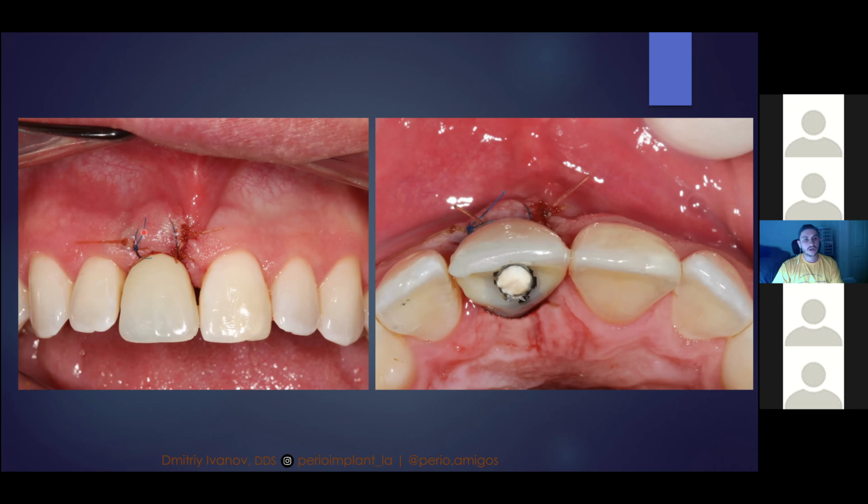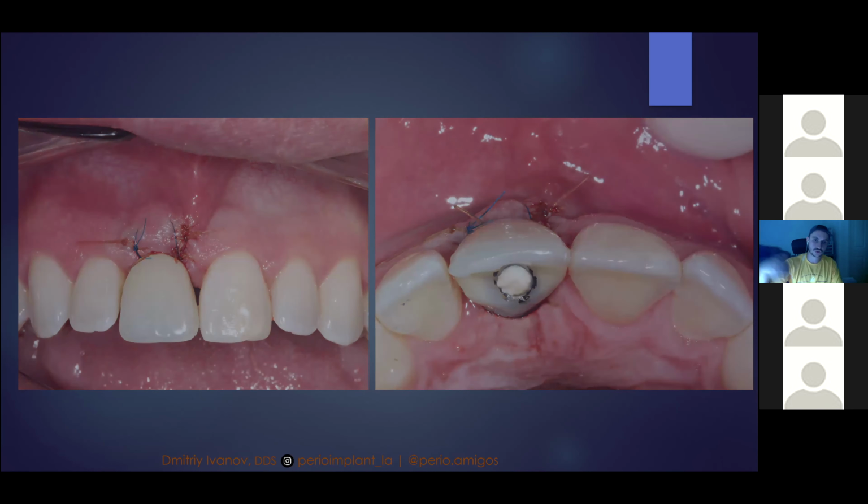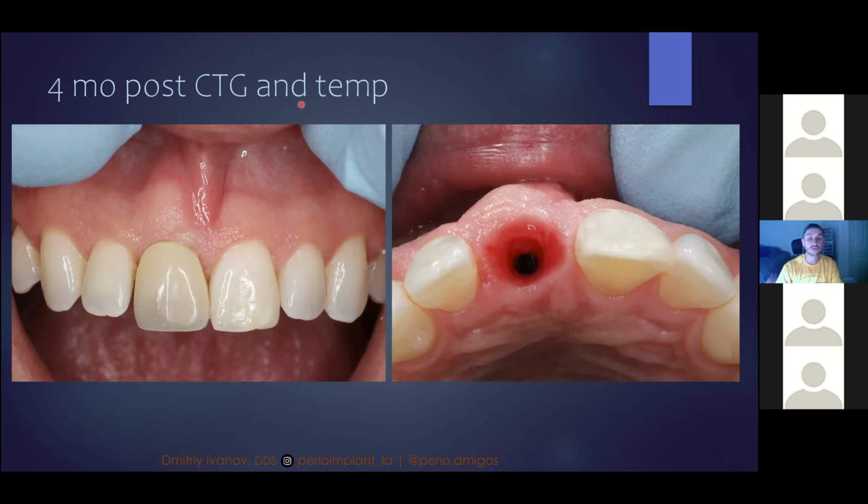So place the tissue graft internally right here, right? And this was just a mini vertical here. And the way I approached the incision design, I actually took some of the palatal tissue and I rolled that palatal tissue internally as well, right under the contour of the temporary restoration. Just rolled it under. And we let this heal for about 4 months.